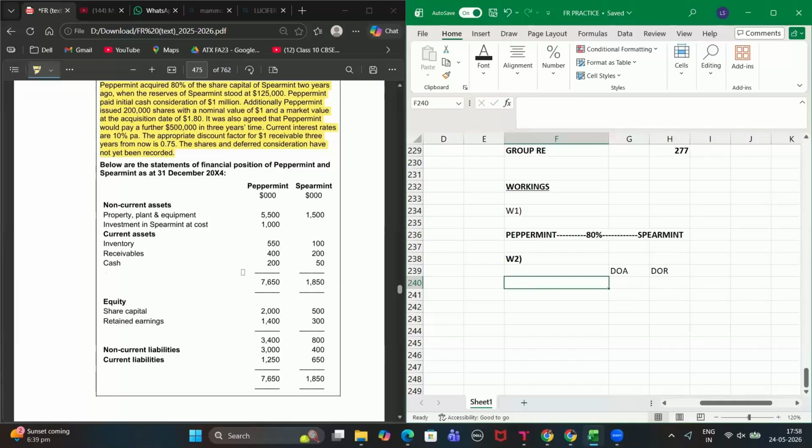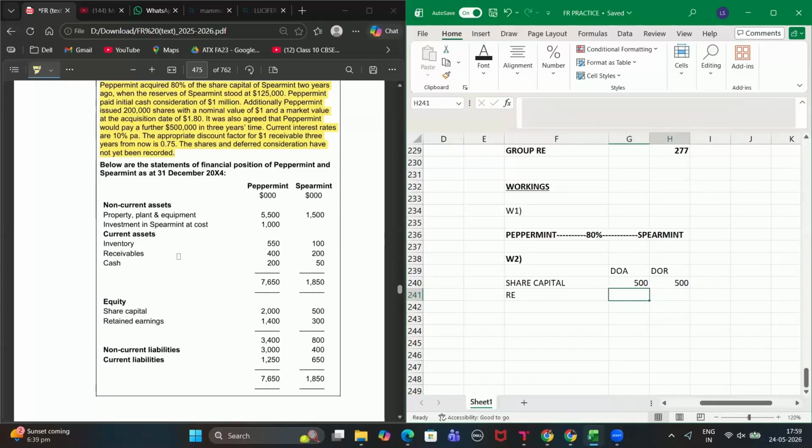Share capital. What is the share capital at the date of acquisition and the date of reporting? It is 500, right? They are not issuing any shares, so there is no change in share capital. What else will we show? Retained earnings. What is the retained earnings here, of Spearmint?